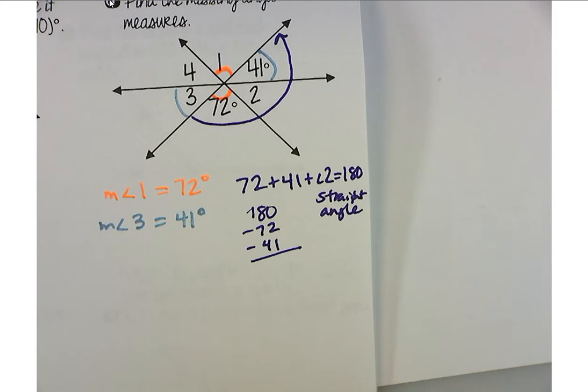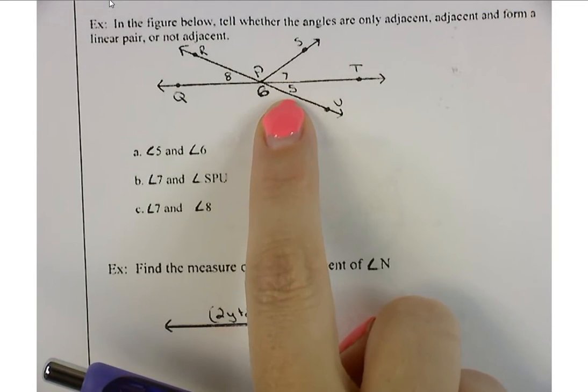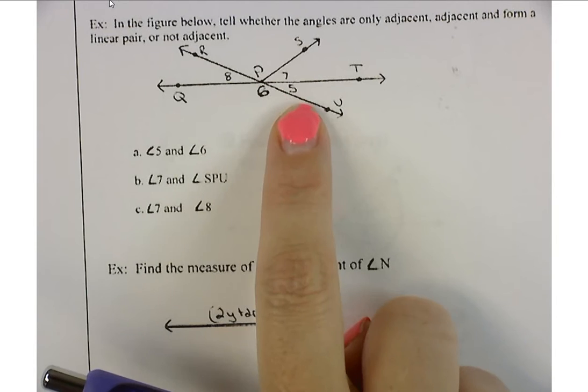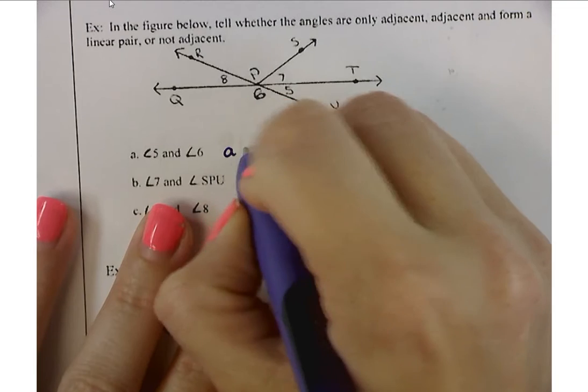Okay, so now on our extra example sheet, it says that we have to tell whether the angles are only adjacent, form a linear pair, or not adjacent. So the first 2 we're going to look at are 5 and 6. Okay, so here's angle 5, here's angle 6. Are those 2 angles next to each other? Yep, and they share a common side, so are they adjacent? Yep. So then you can abbreviate adjacent as ADJ.